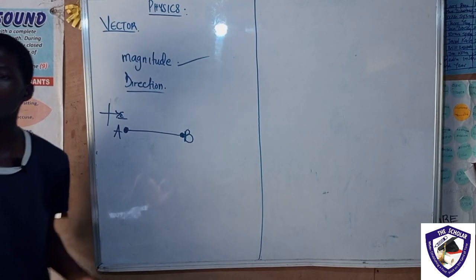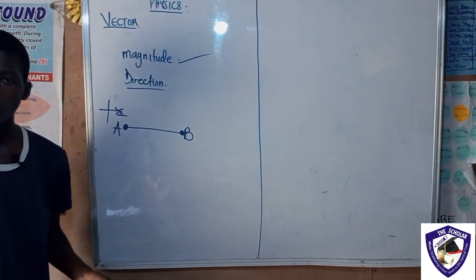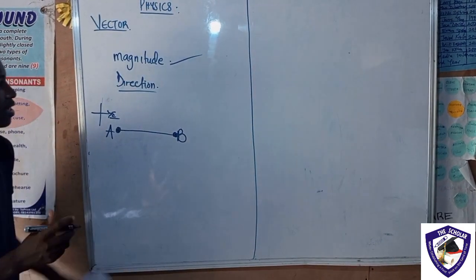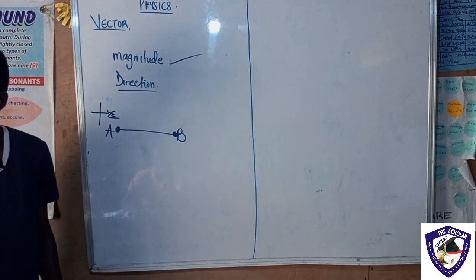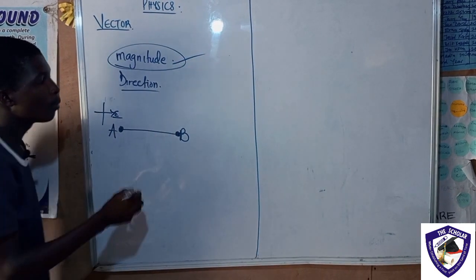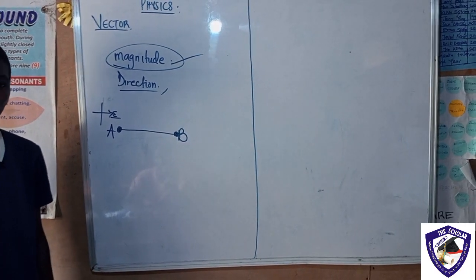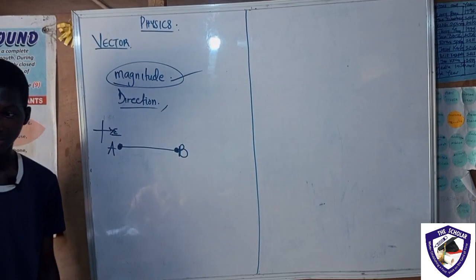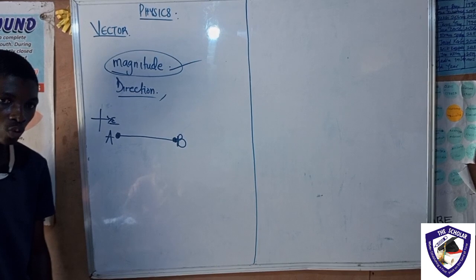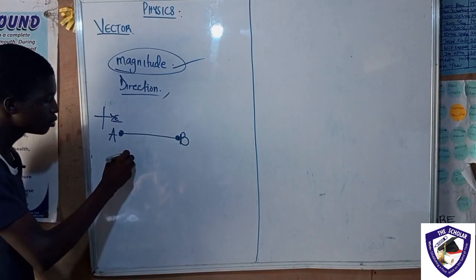But we also have another thing, the opposite of vector quantity. We have scalar quantity. Scalar quantities are those quantities having only magnitude. Scalar has only magnitude, but no direction. Vector has both magnitude and direction, but scalar has only magnitude but not direction.